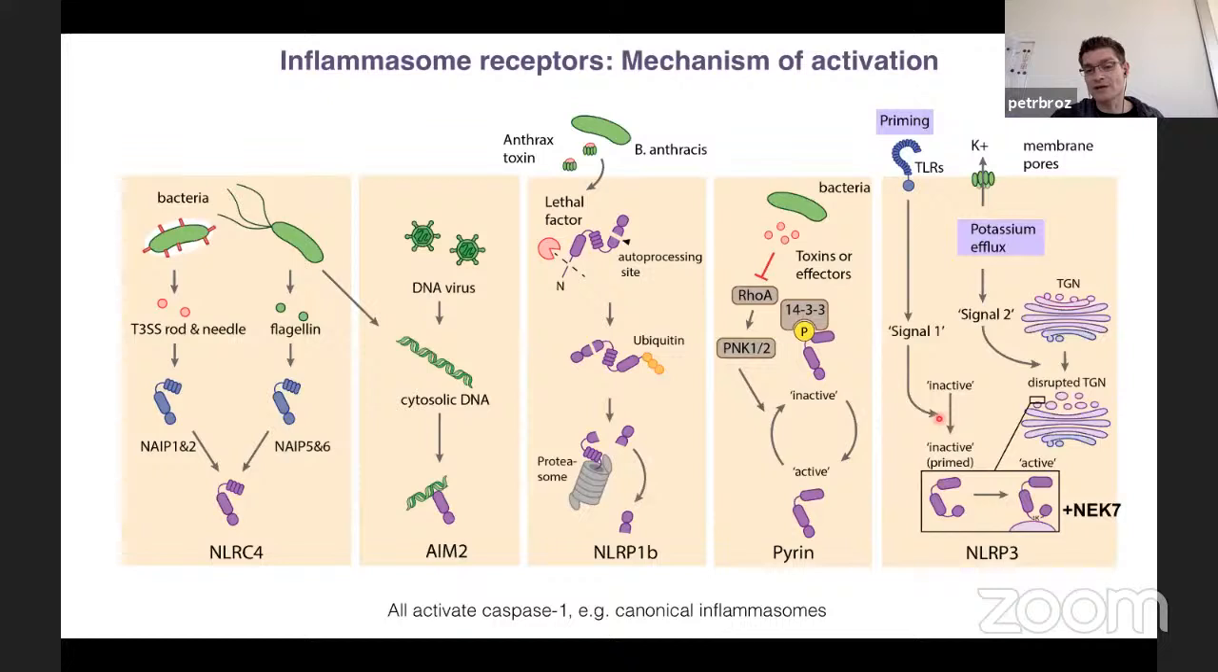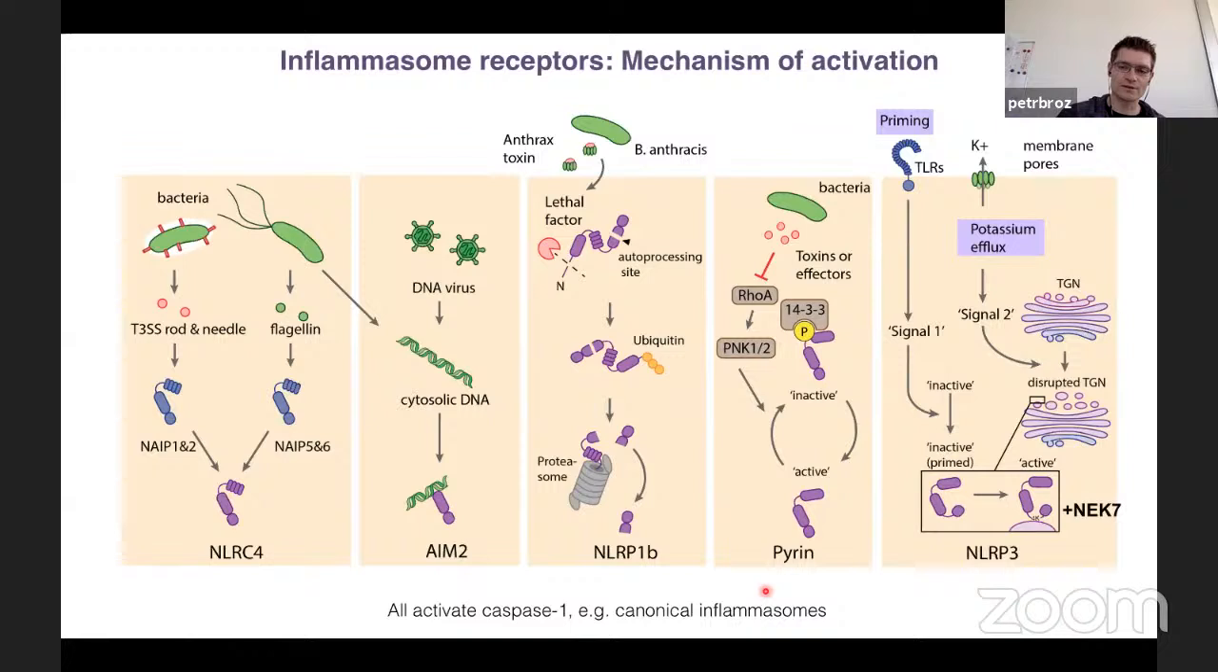And then a second signal is received, which seemed to have something to do with the disruption of the trans-Golgi network, for example, by pore-forming toxins or other types of membrane pores and potassium efflux, which will then result in a translocation of NLRP3 towards the trans-Golgi network, also an interaction with a second protein called NEK7 on the trans-Golgi network. And this will somehow activate the protein. So this one is still a little bit mysterious, what is exactly the signal it senses, but I guess in the next couple of years, we will know more about it.